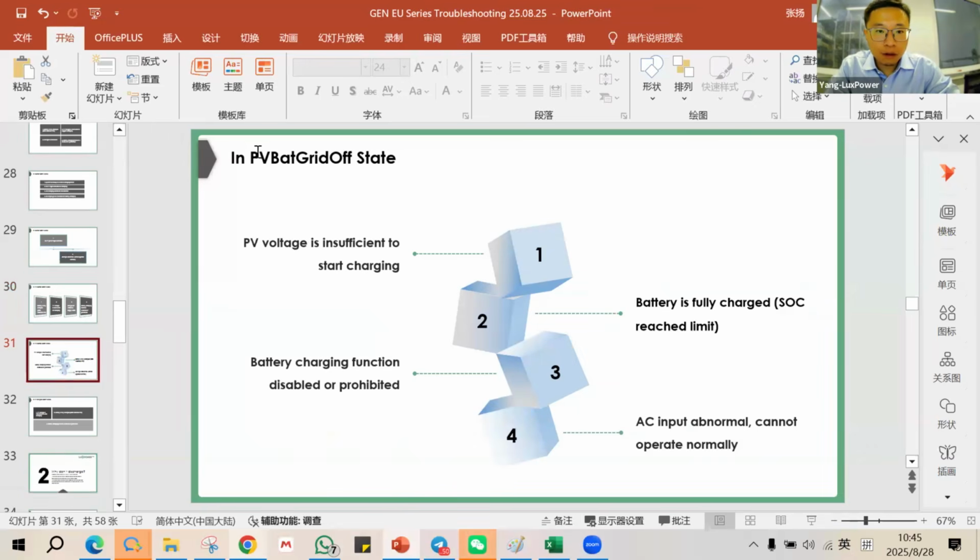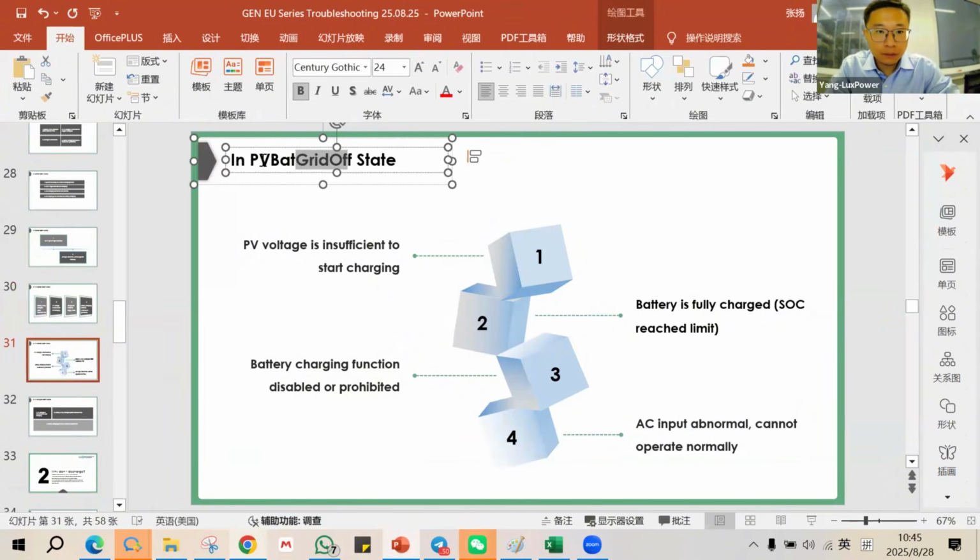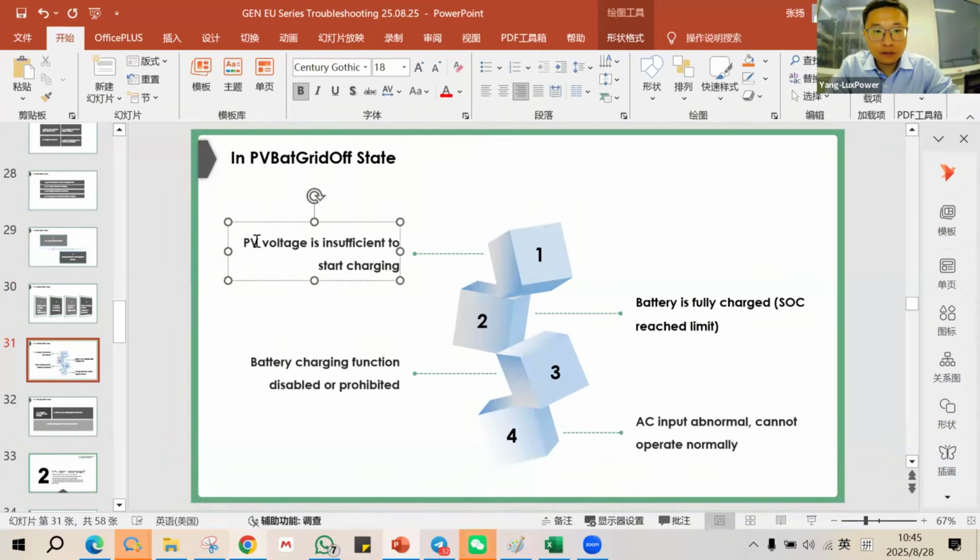And for PV battery grid off, which means our grid has problems while the PV and battery are okay, first the voltage from PV may not be okay, the battery is full, the battery charging function rejects, or the AC is not good. Those are also some cases. And I will show later real data histories from some clients, and you will see how to check the problems.